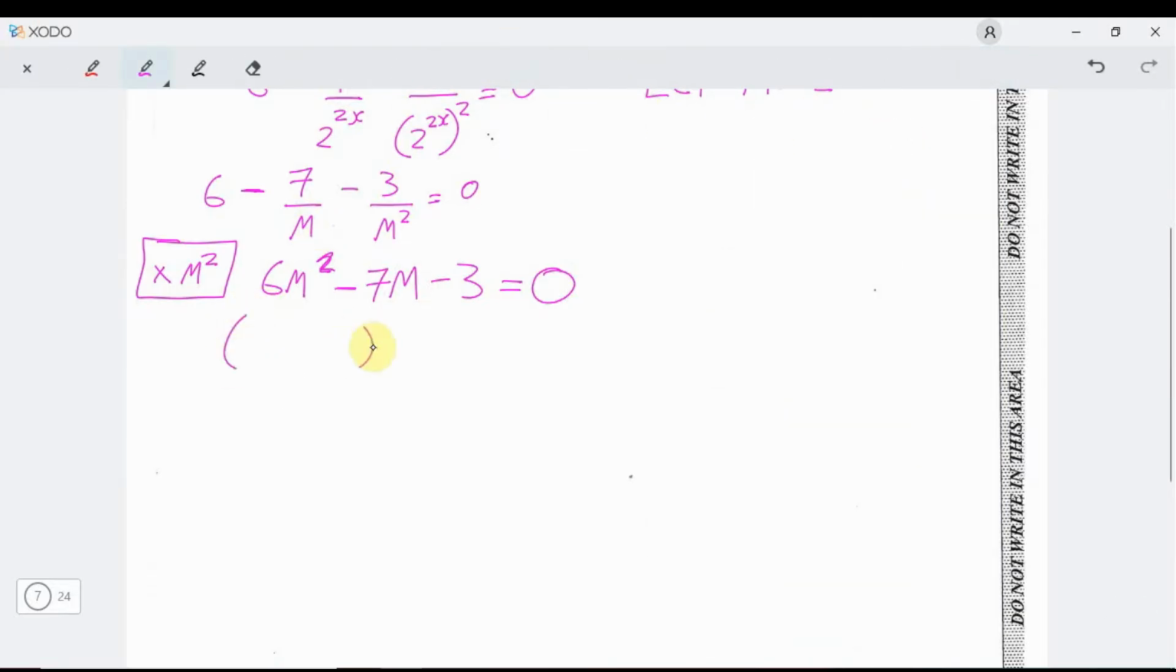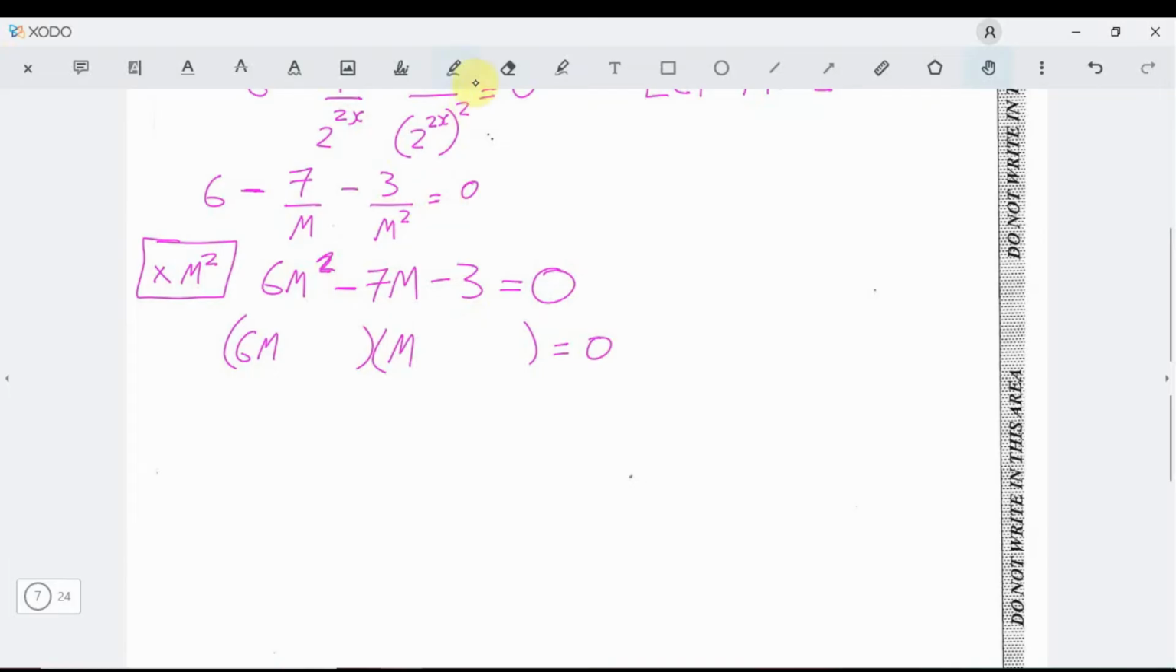So I factorize, put my two brackets. The signs are different, so the bigger number gets the negative. To get 6m squared, I'm just thinking it's 6m and m. Now which two numbers do I multiply to get negative 3? It has to be 3 and 1. Let me see if that would make sense. This is 18, 1. Okay, that's not going to work, because at the end of the day, we need it to balance right here.